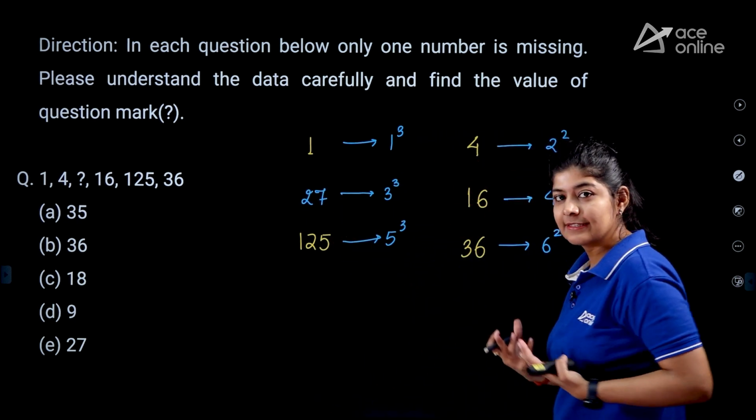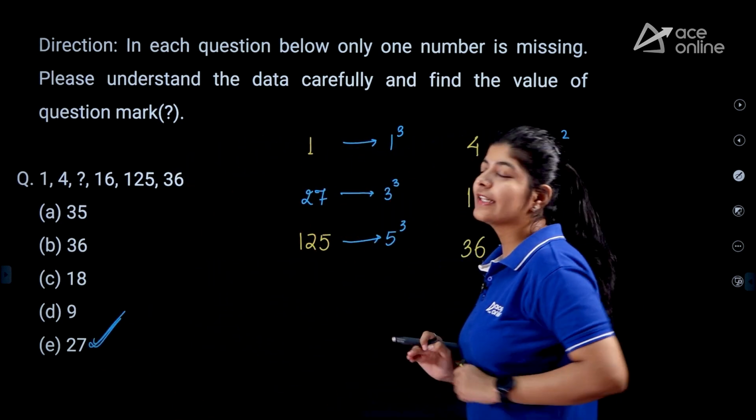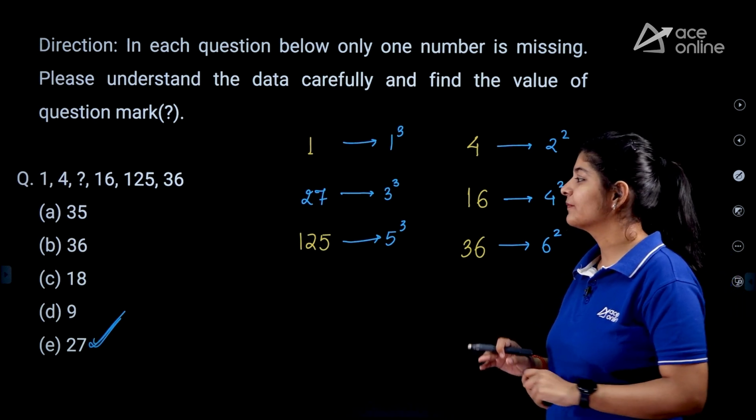So the correct answer over here is your option number A. The correct answer over here is your option number A. This is a very, very simple question. Next.